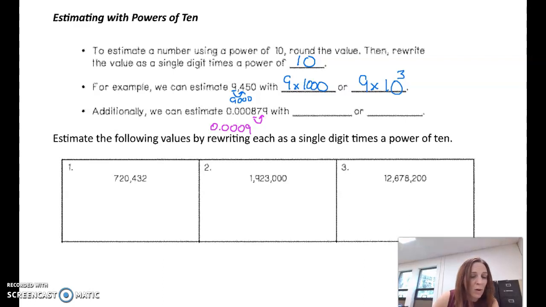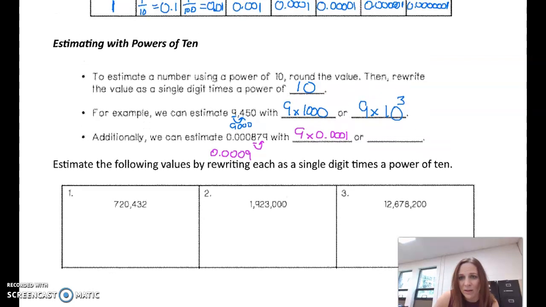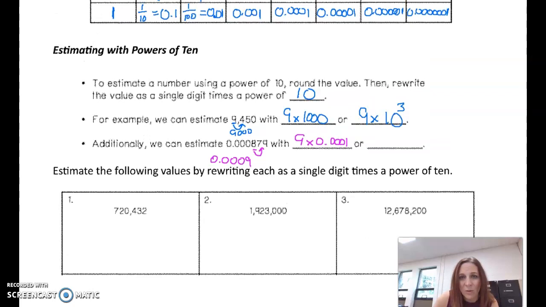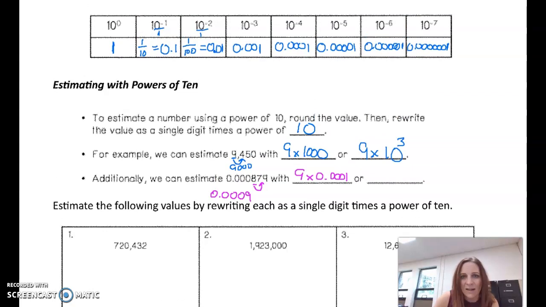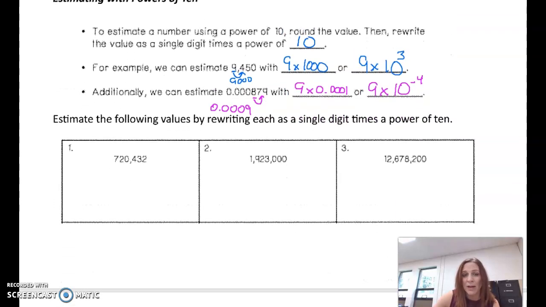Tenths, hundredths, thousandths, ten thousandths, 9 times 0.0001. And if we look up here, 0.0001 is 10 to the negative fourth. So 9 times 10 to the negative fourth. Okay, this is going to be leading into scientific notation, but right now all we're doing is practicing.